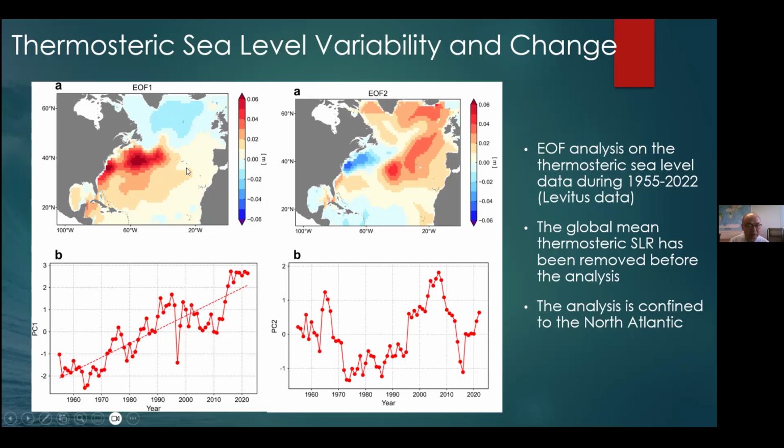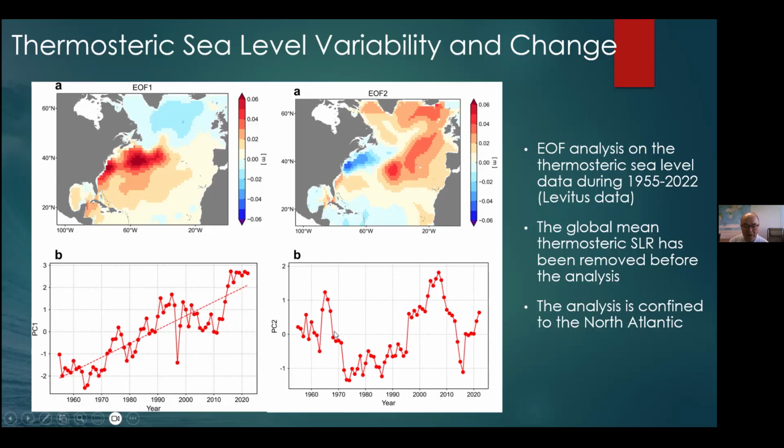And the increase of the EOF1 during the 2014, 2015, and 2016 period is unprecedented. So it's unusual. It's very unusual. So the right panel shows the EOF2. So this pattern, there is a contrasting pattern between the sea level in the slope sea area, this blue color area, and the eastern and the northern North Atlantic area.